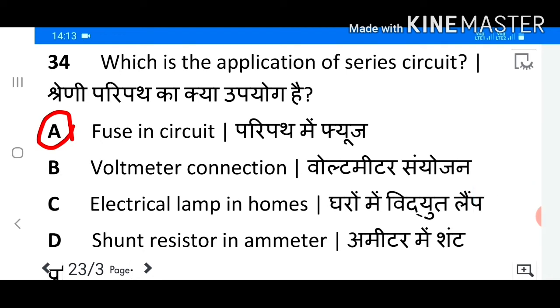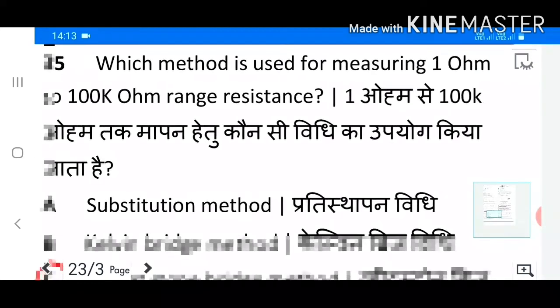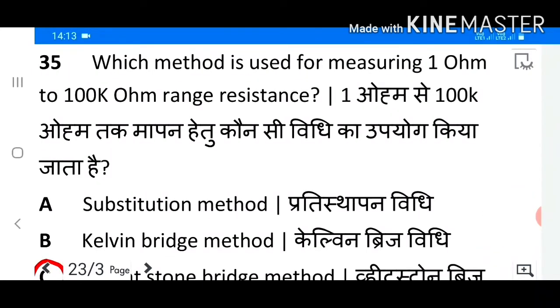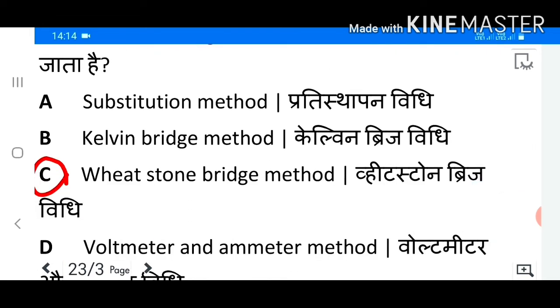34. Which is the application of series circuit? Answer A. Fuse in circuit. 35. Which method is used for measuring 1 ohm to 100 kilo ohm range resistance? Answer C. Wheatstone bridge method.